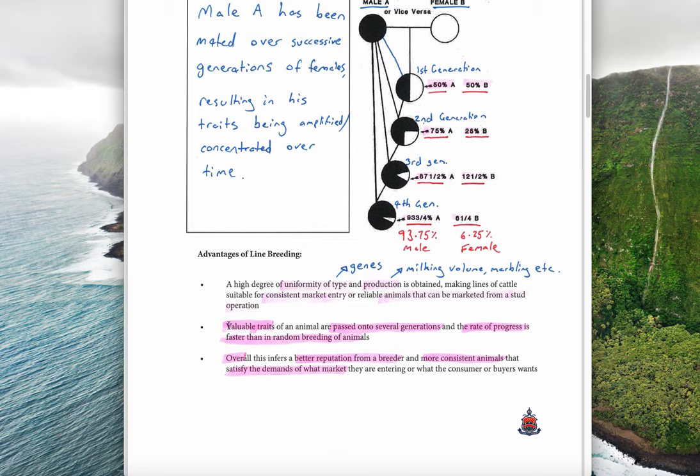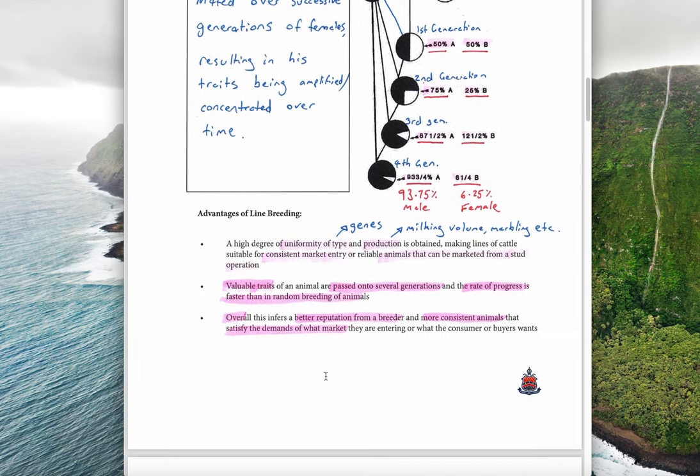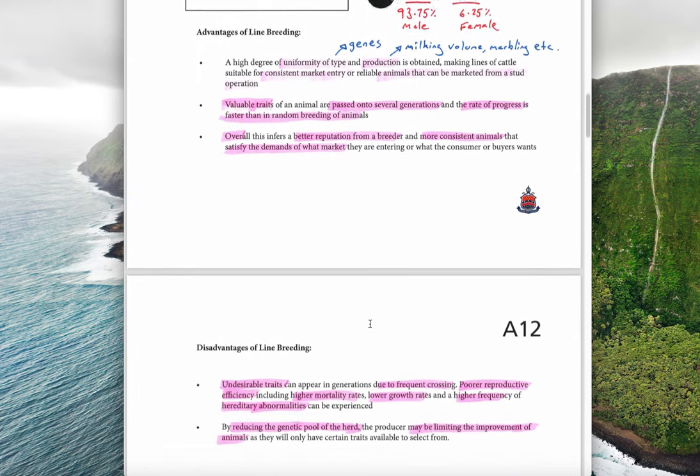All right, the second point here: valuable traits of an animal are passed on to several generations, and the rate of progress is faster than in random breeding of animals. Because you're choosing one animal to replicate its genes here, the offspring and the generations down here are going to be a lot like this. Instead, if you're mating random animals to each other, it's going to lead to a whole pile of different traits, and your animals won't be consistent. And so overall, a breeder has a better reputation because their animals are consistent. People know what they're getting, and it satisfies what buyers want and what the consumer wants.